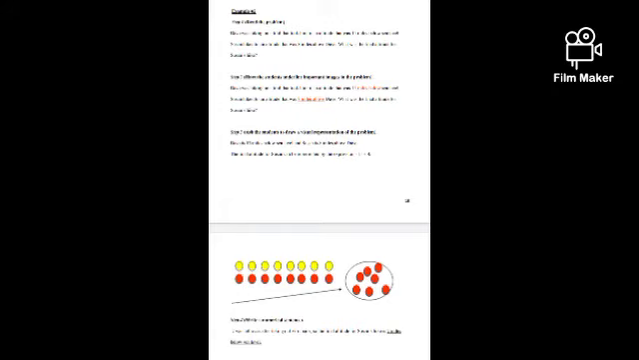In step 3, in using visualization, the students are now asked to draw a visual representation of the problem. Dave is 15 miles below sea level and Susan is 8 miles above Dave. In the diagram that is shown, the altitude of Dave is represented by the colored red circles, and the altitude of Susan is represented by the yellow circles.